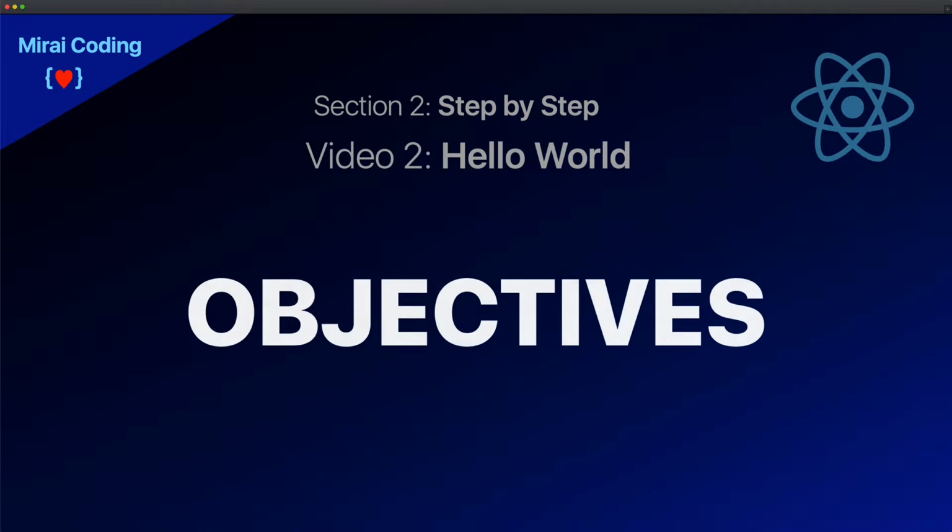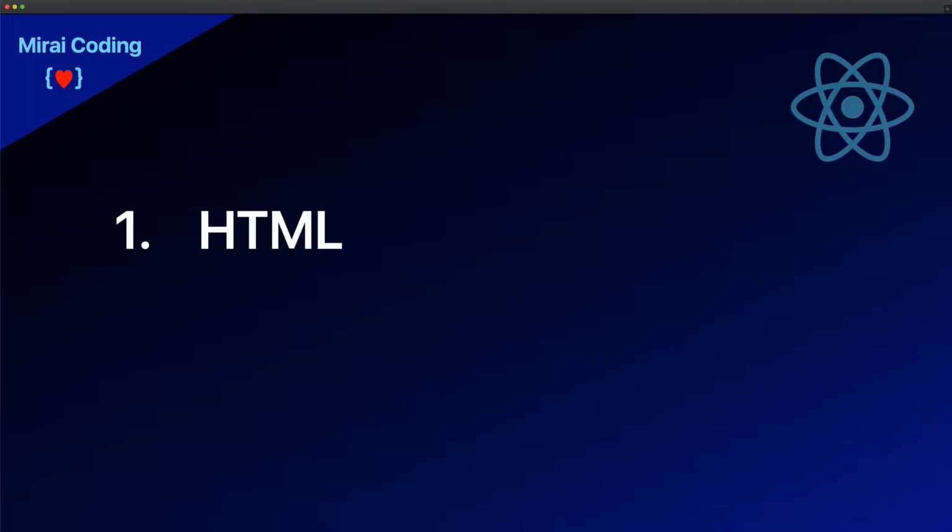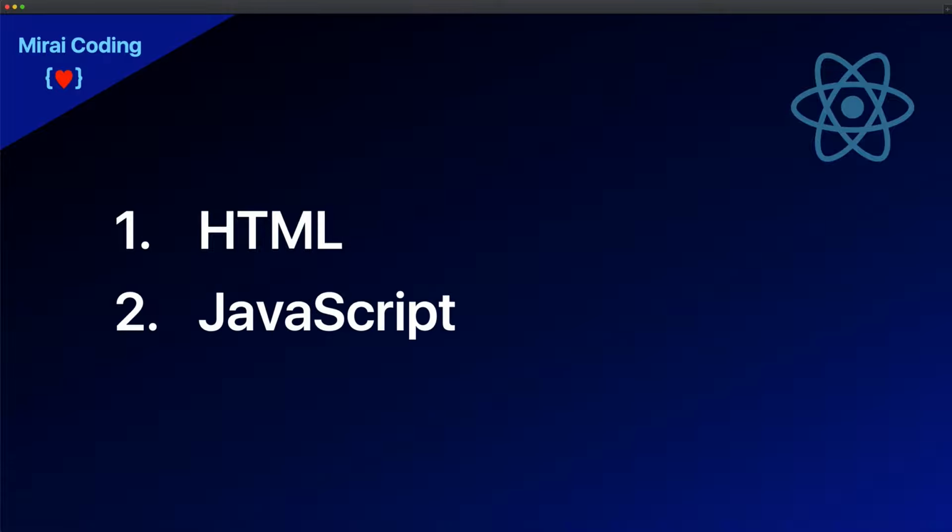Section 2. Video 2. Hello World. We have three main objectives in this video. 1. We will display Hello World using pure HTML. 2. We will display Hello World using pure JavaScript. 3. We will display Hello World using React, and compare the imperative JavaScript and declarative React coding approaches.